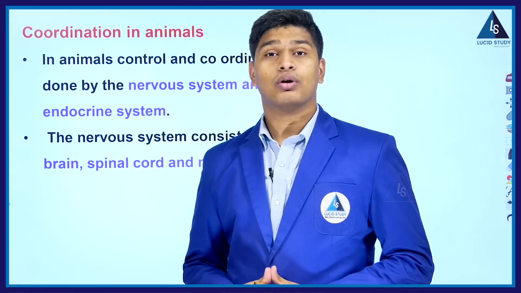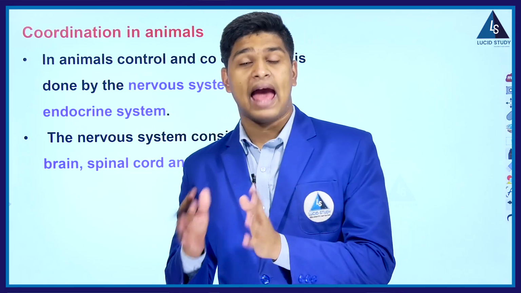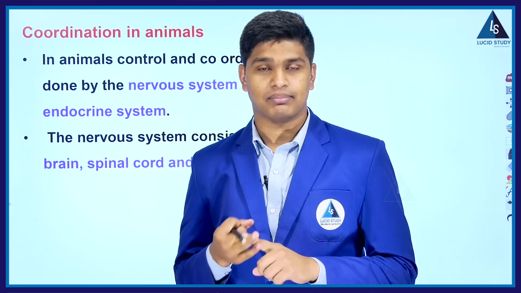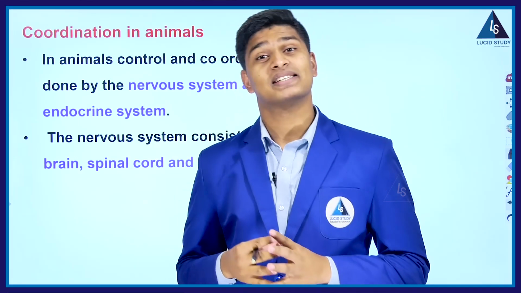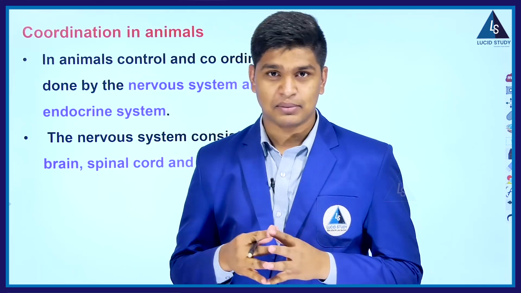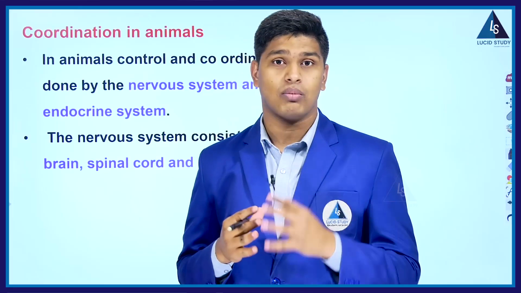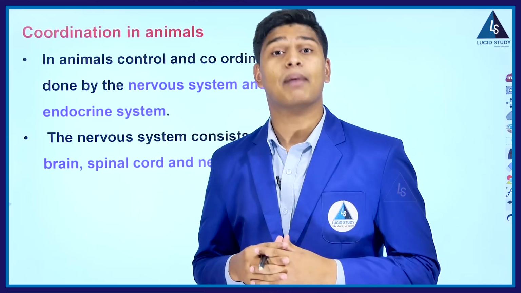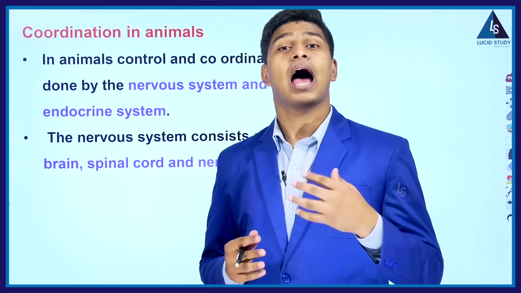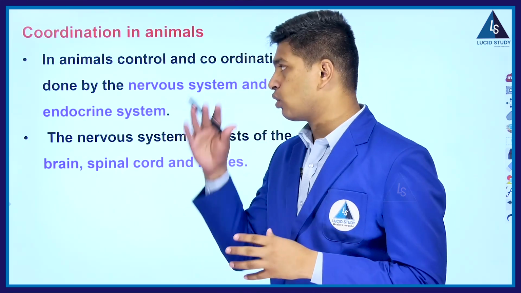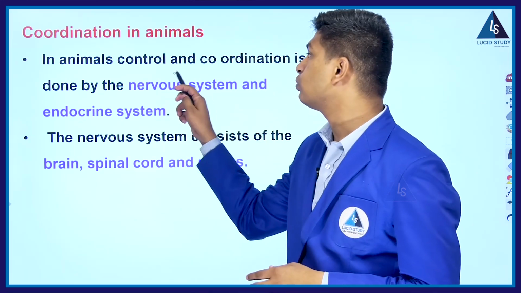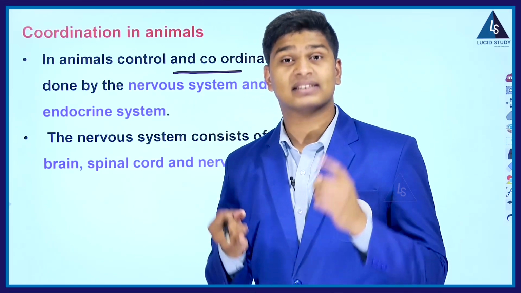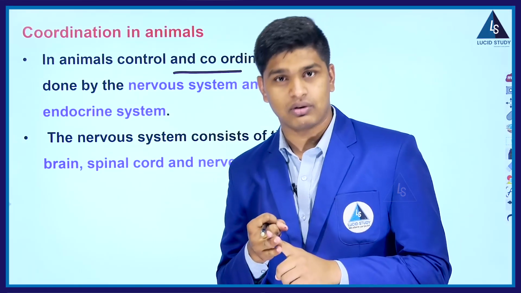When we were talking about coordination, we got to know in animals it is taken care by the nervous system and the endocrine system. And when we talk about the coordination in plants, there are chemical substances which are called plant hormones or phytohormones, which look after that. Now we will be talking about coordination in animals. As we already know, the control and coordination is done by two systems which are called the nervous system and the endocrine system.